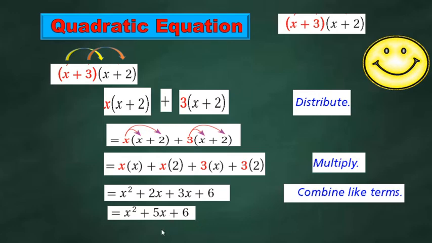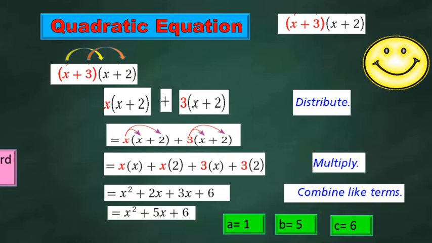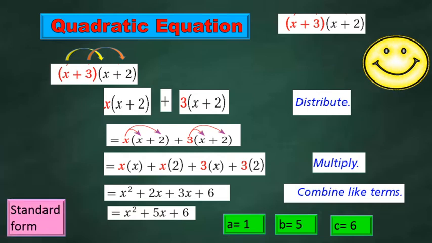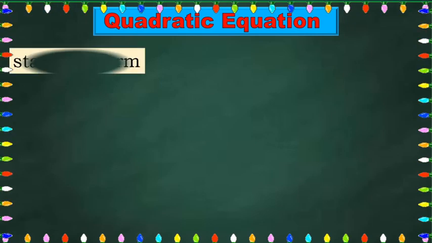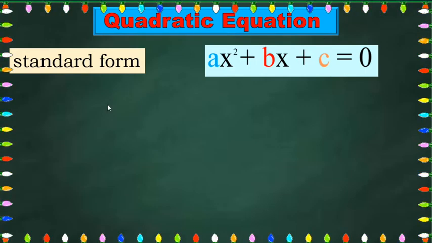So we can now identify the values of a, b, and c. The value of a there is 1. Then the value of b is 5. Then the value of c is 6. x squared plus 5x plus 6 is now in the standard form of a quadratic equation. Now, we all know that the standard form is ax squared plus bx plus c equals 0.